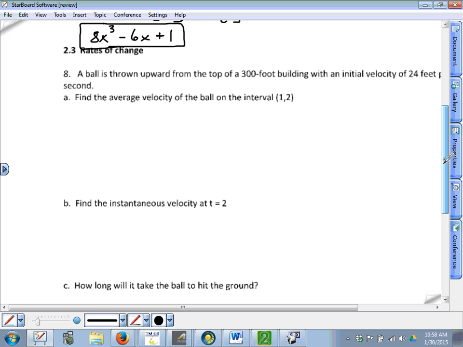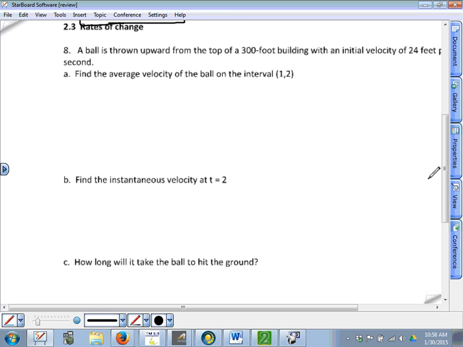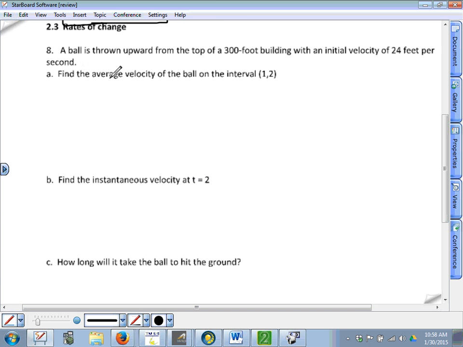2.3, a rate of change. That's another way of using a derivative, to describe a rate of change, because a derivative tells you the slope of a tangent line, and a slope is a rate of change. So, a ball is thrown from a 300-foot building, initial velocity of 24 feet per second.